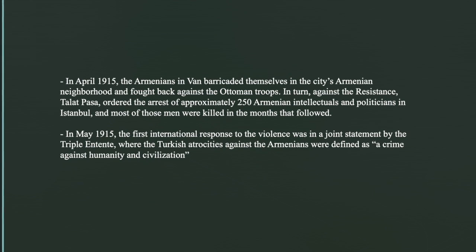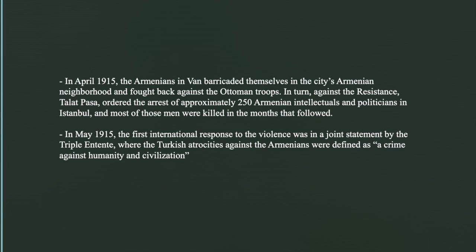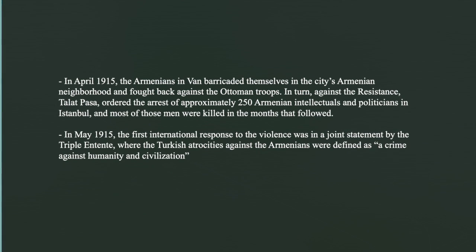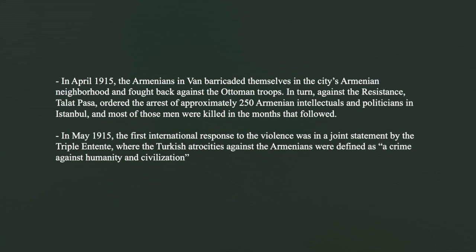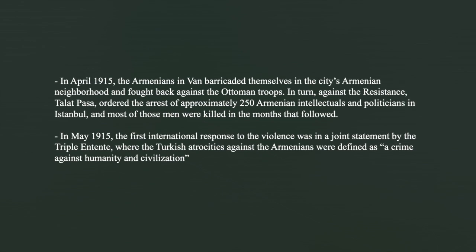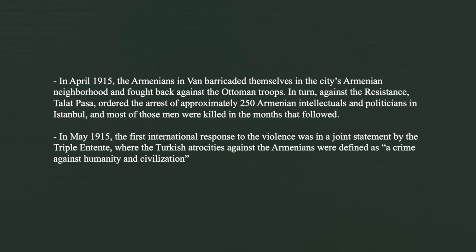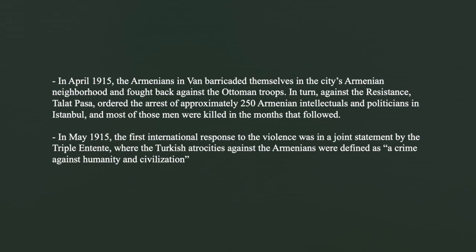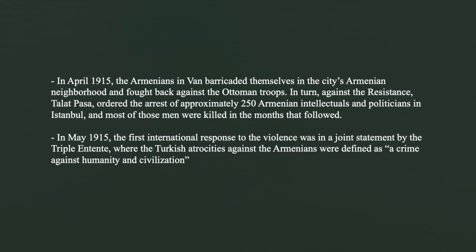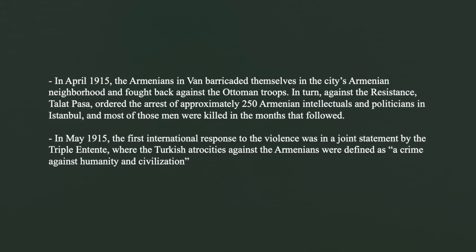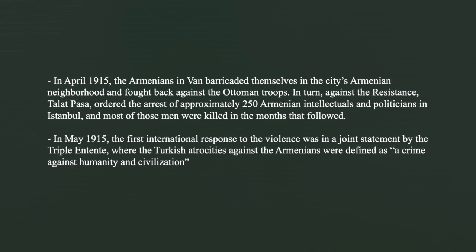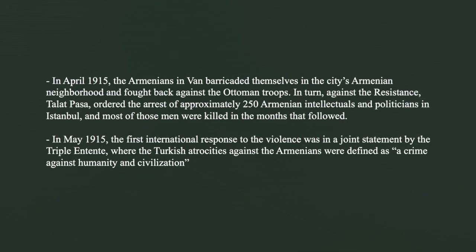In April 1915, the Armenians in Van barricaded themselves in the city's Armenian neighborhood and fought back against the Ottoman troops. In turn, against the resistance, Talat ordered the arrest of approximately 250 Armenian intellectuals, which included poets, politicians, anybody who made laws. And so most of these men were killed in the months that followed or on their way there.